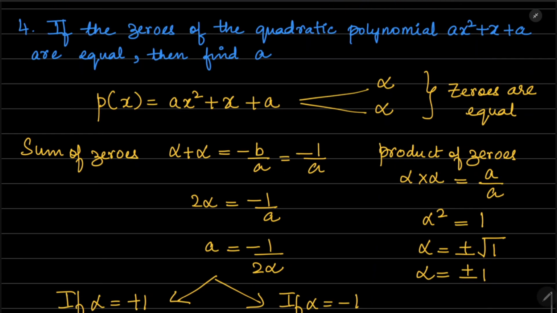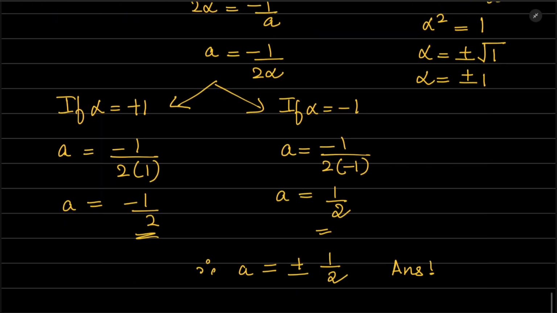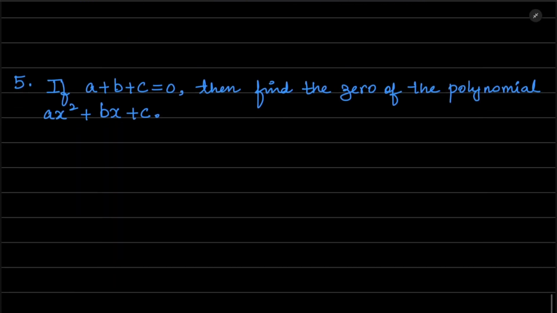Here what is given? If the zeros are equal. So if one zero is alpha, the other one is also alpha. And then you should know the formula. Alpha plus beta equal to minus b by a. Alpha beta equal to c by a. This is the formula that you should know. Apart from these two, I think everything else is easy.